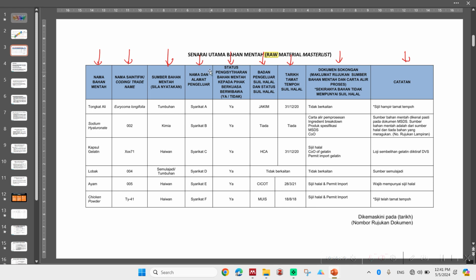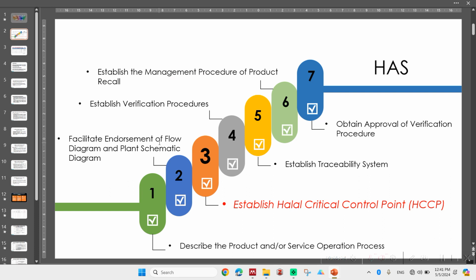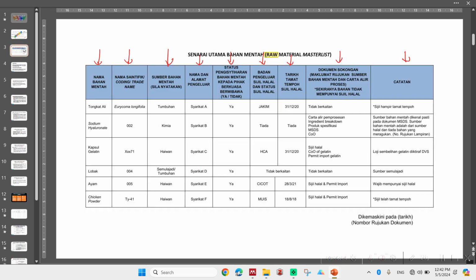This requirement to have the raw material master list is actually under the requirement for step number one. In the description of the product or service operation, you have to spell out this table. You learned this from Dr. Spicer's section. And in Dr. Spicer's section as well, you need to draw a flow diagram and a plant schematic diagram. This is important because it will be used in this topic, halal critical point.